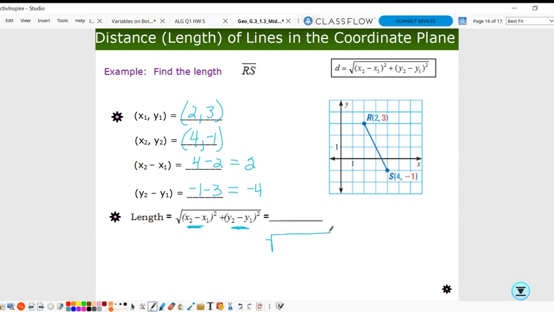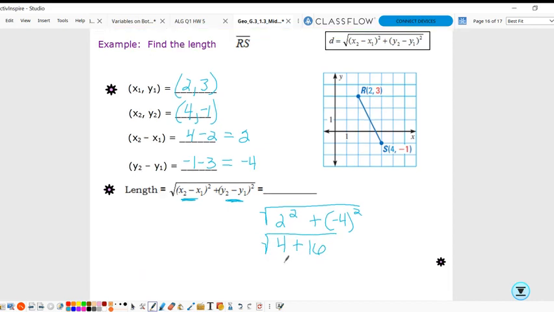So the distance formula is the big old square root of the difference of the x's, which in this case was 2, squared, plus the difference of our y values, negative 4, squared. As we continue working, we work under the radical. 2 times 2 is 4, plus negative 4 squared. Negative 4 times negative 4 is a positive 16. Then we're going to go ahead and add those two values together, and we should get the square root of 20.